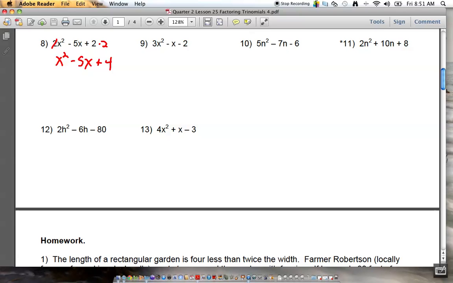Remember, I promised to be able to make everything into a lead coefficient of 1 problem.